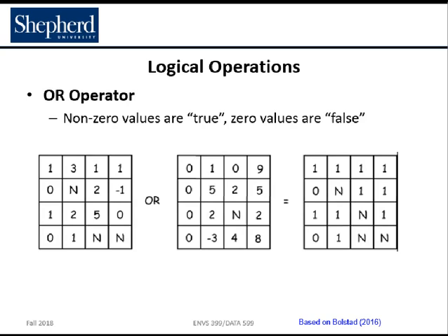Here we see an OR operation. This cell-by-cell comparison assigns true to the output if either of the corresponding input cells is true. Note that the cells in either layer or both layers may be true for a true assignment, and null values are assigned when either of the inputs is null.